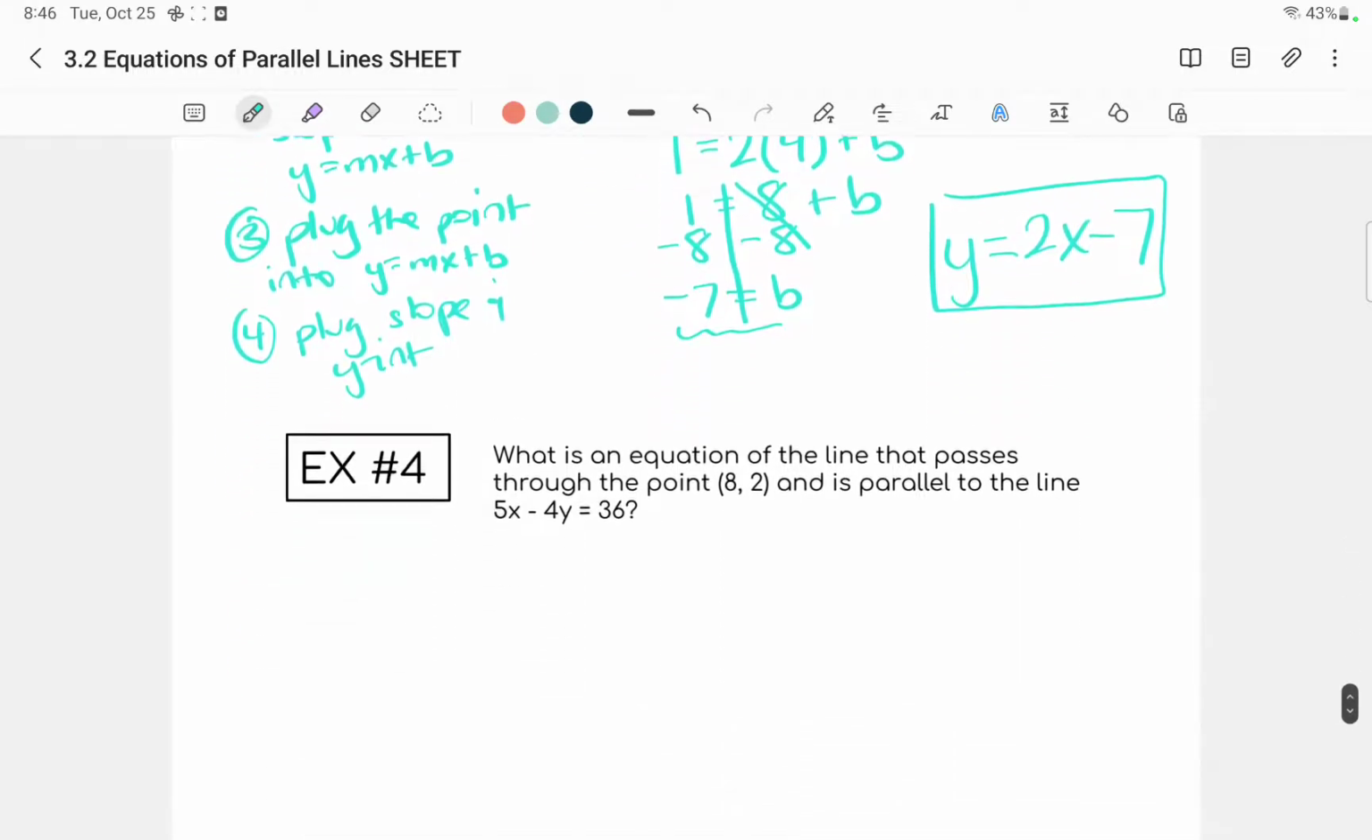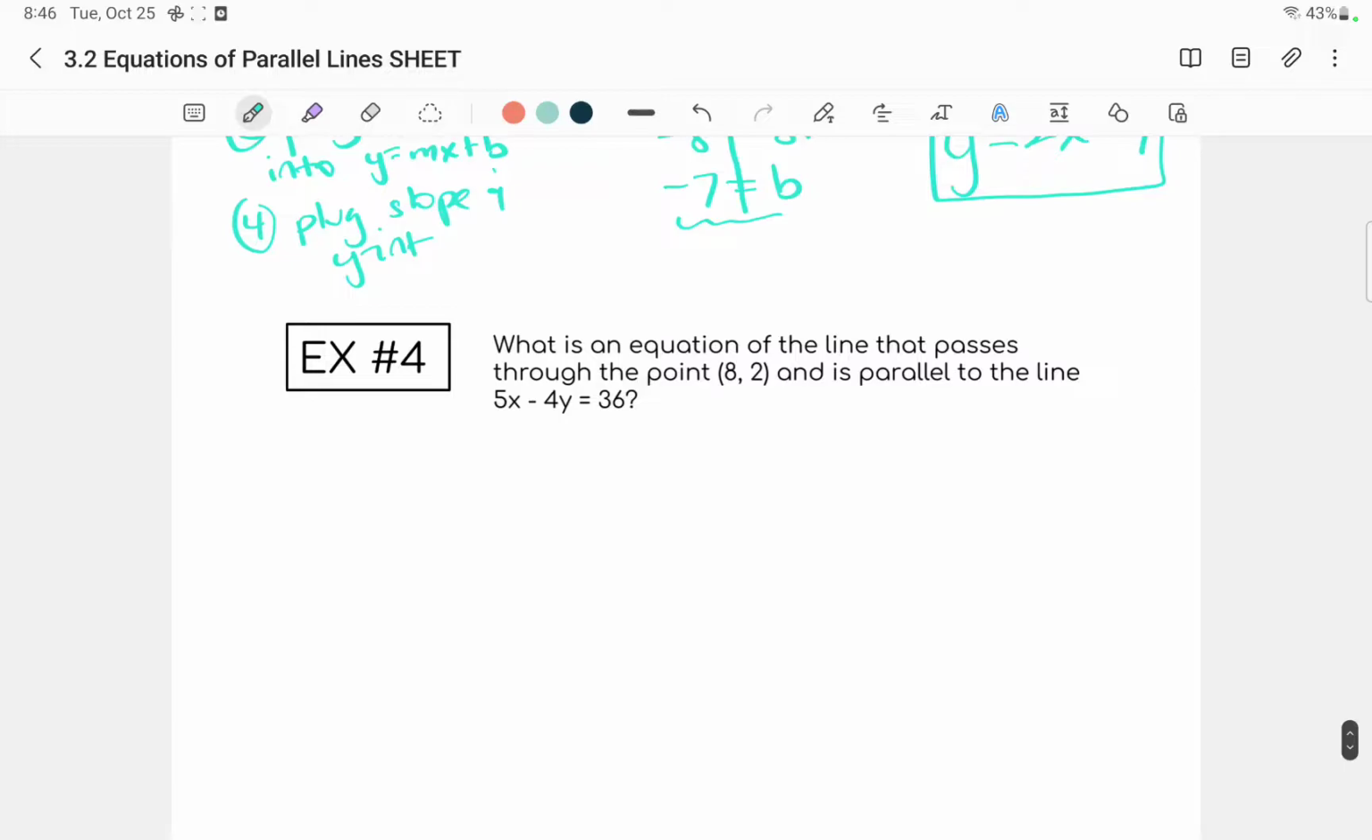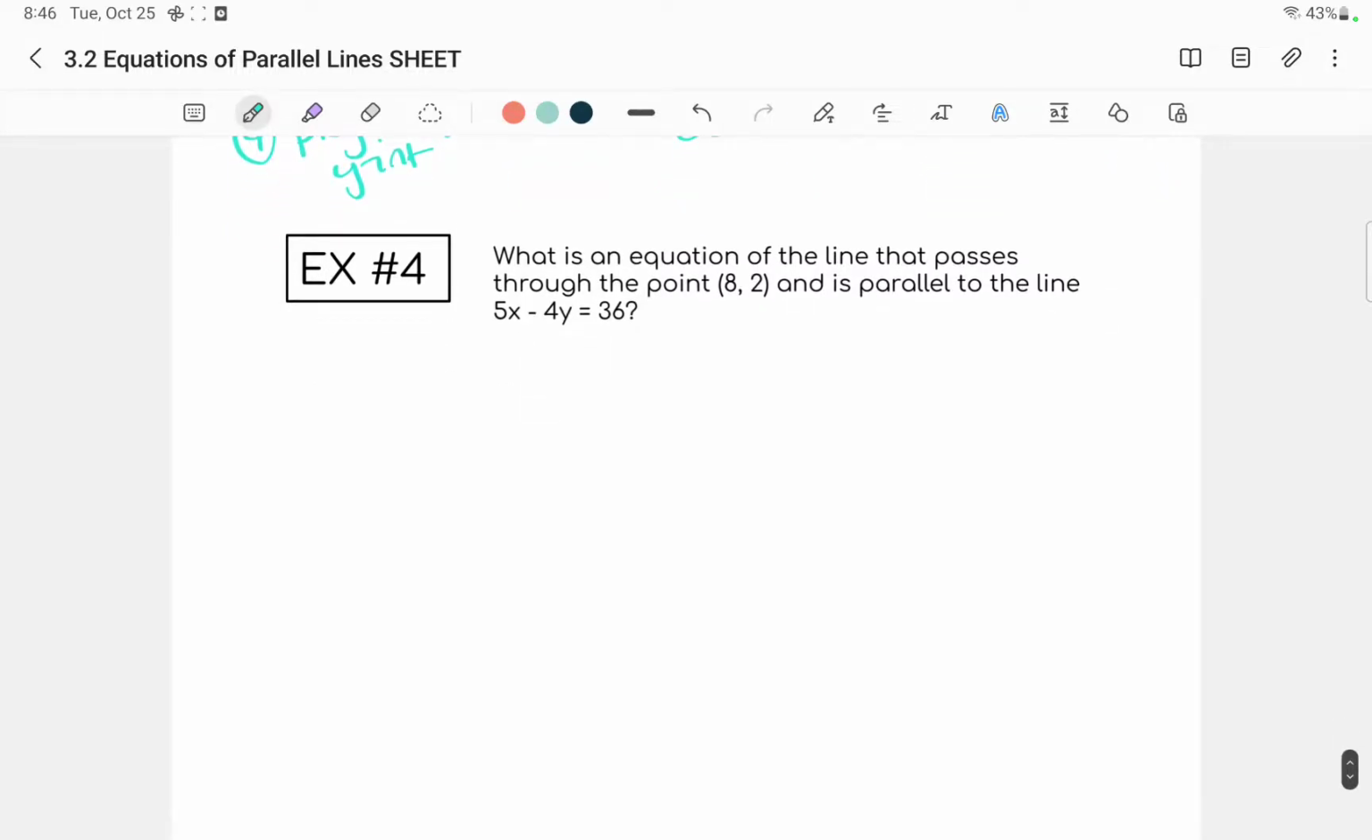But this time, see, here we go. We do not have it in slope-intercept form. So we have to do a little bit of maneuvering, okay? So let's actually read this out. What is an equation of the line that passes through the point 8, 2 and is parallel to the line 5x minus 4y equals 36? So first I have to rewrite 5x minus 4y equals 36 into my slope-intercept form.